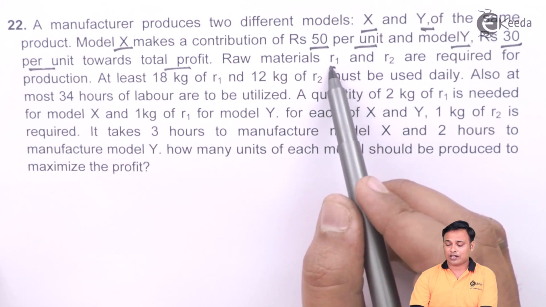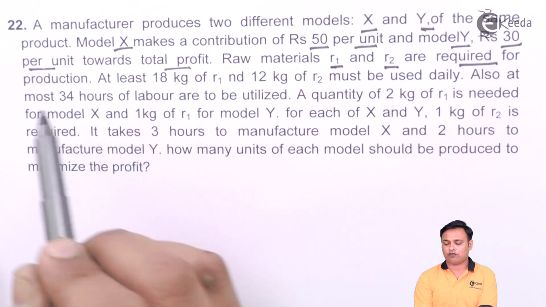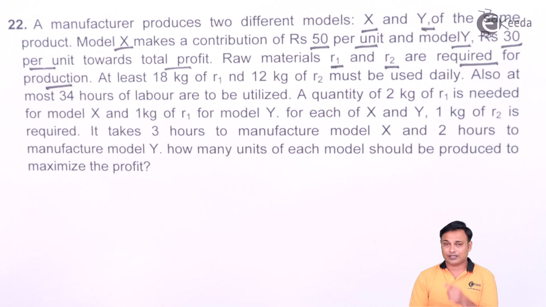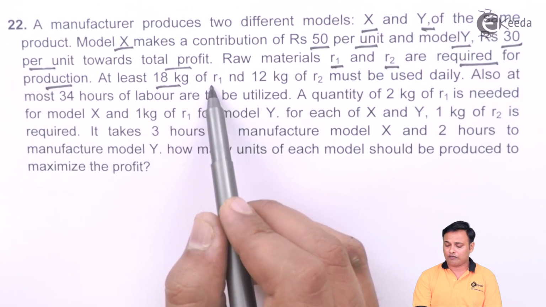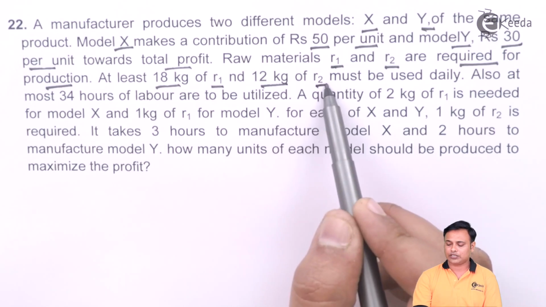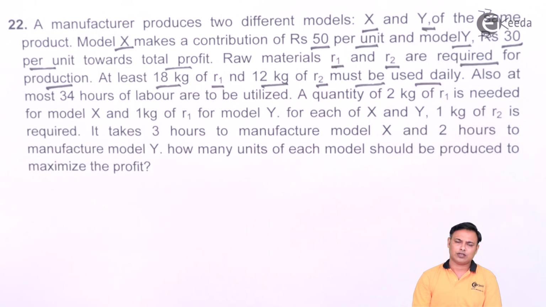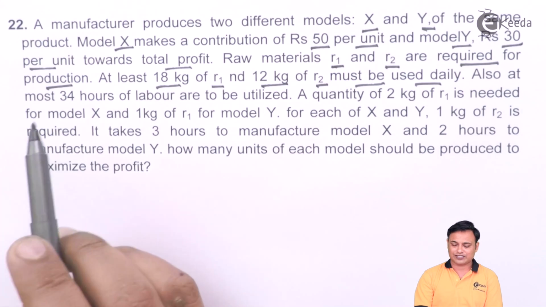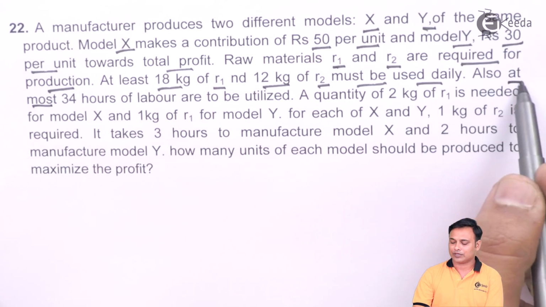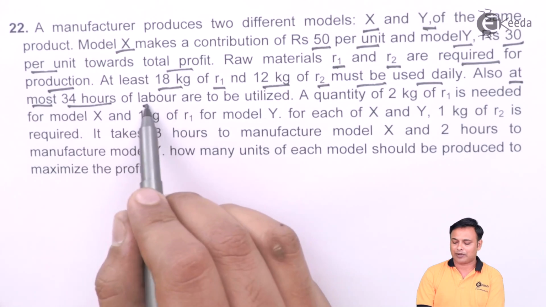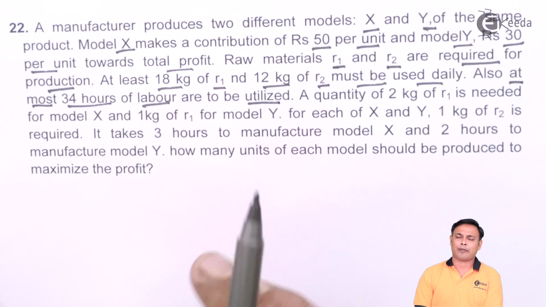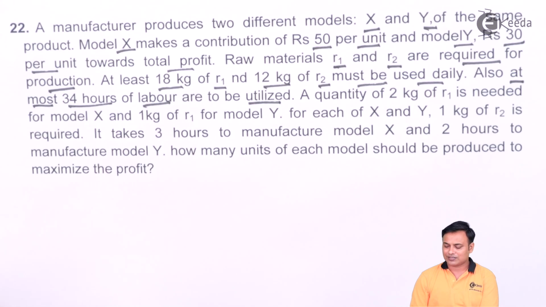Raw materials R1 and R2 are required for production. And then there is a condition that there should be minimum consumption. At least 18 kg of R1 and 12 kg of R2 must be used daily. इतना कम से कम दिन में यूज करना ही अपने को, इससे कम नहीं यूज कर सकते, इससे ज्यादा यूज कर सकते हो. Also at the most, when I say at the most, this is the maximum. At the most 34 hours of labor are utilized. So my maximum labor time will be 34 hours.